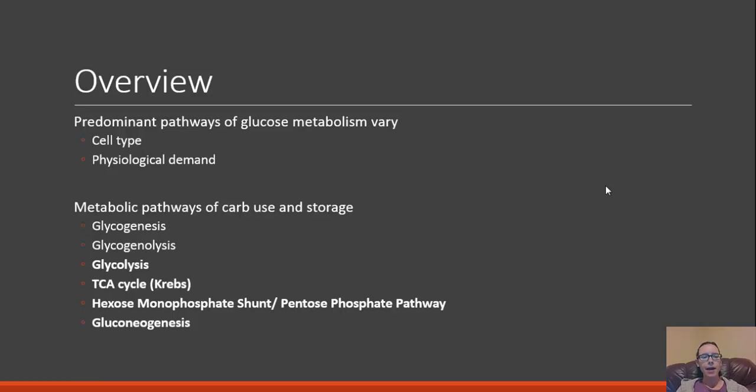So the metabolic pathways of carb use and storage include glycogenesis and glycogenolysis, which we talked about last week. And then this week we'll be focusing on glycolysis, the TCA cycle, the hexomonophosphate shunt and pentose phosphate pathway, and gluconeogenesis.